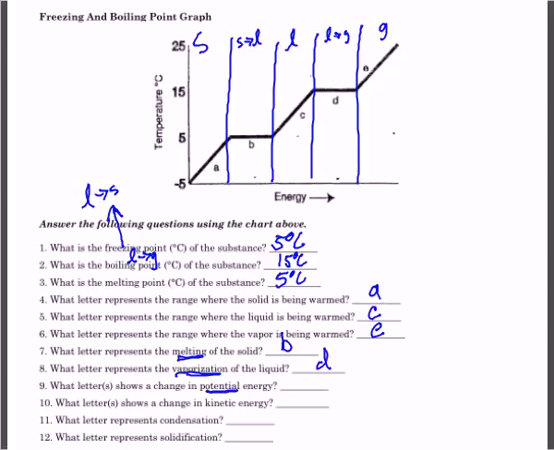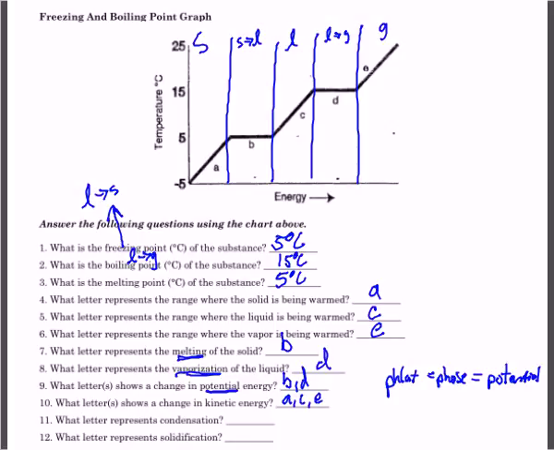Potential means what? Not moving, guys. Think about this. Flat equals phase change, which equals potential energy change. Flat, phase, potential. So, what letter or letters is potential at? B and D. What about kinetic change?